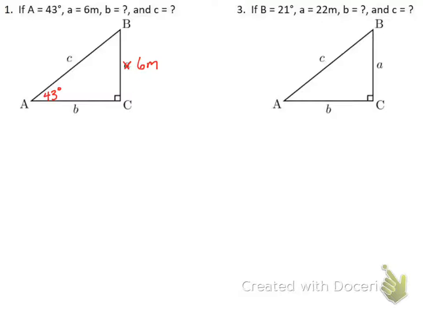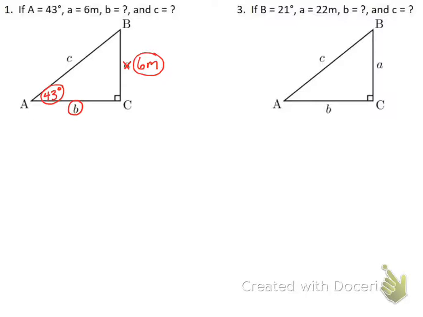To do this, I'm going to write an equation. I'm always going to use the angle and one of the sides that I'm given to find one of the sides that I'm missing. So I'm going to use this 43-degree angle and this 6-meter side. And then let's go ahead and find out what B is first.